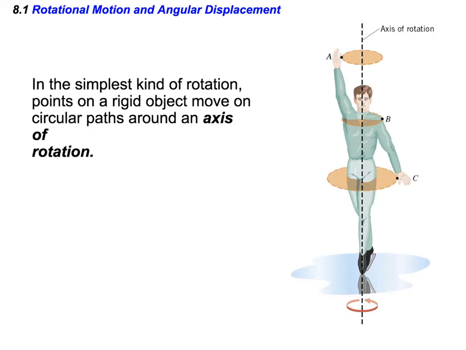So if you picture a figure skater that's spinning and we have an axis of rotation that goes through the center of the person, if we pick any point on that person, we see that it is moving in a circular path around the axis of rotation. If we examine points A, B, and C, we see that they are all moving in circular paths. Paths of different radii, mind you, but they are all circular paths about the same axis of rotation.